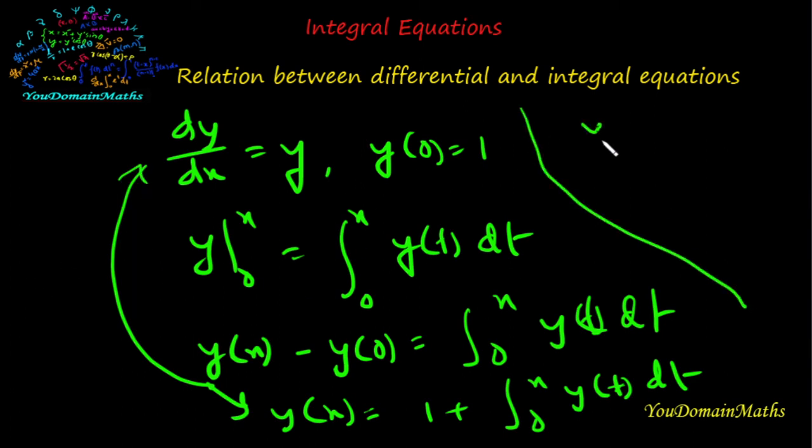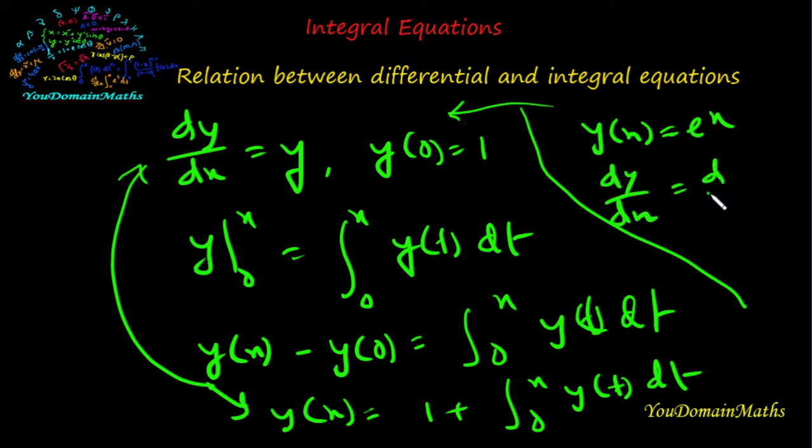Verify with y of x equal to e to the power x, which is the solution of this differential equation, because y of 0 equal to 1, that means e to the power 0 equal to 1. So it satisfies the initial condition, and dy by dx, that means d by dx of e to the power x, is e to the power x. So this solution satisfies the differential equation.